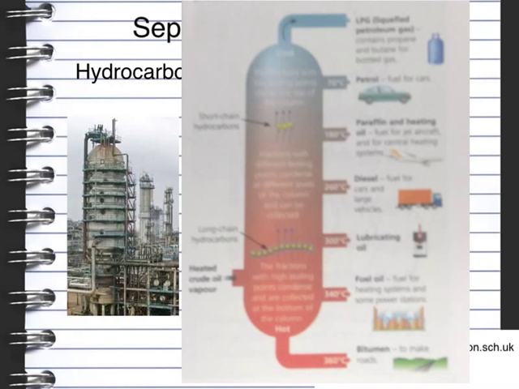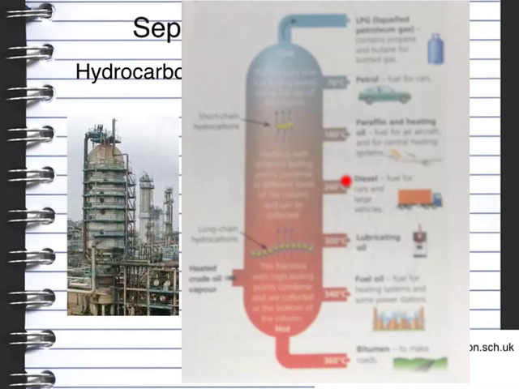Now as we go up, we have things starting to condense. So here we have fuel oils, which can be used for heating power stations or for powering boats as well. As we go up, we get a slightly lower boiling point, and this is where we get lubricating oils, which is the oil that you put into the engines of cars.